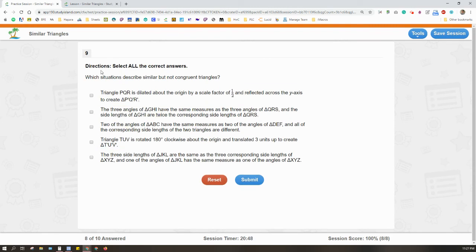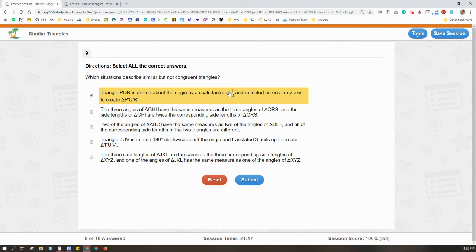Number 9. Which situations describe similar but not congruent triangles? So similar but not congruent. First statement, triangle PQR is dilated about the origin by a scale factor of 1/2 and reflected across the y-axis to create triangle P prime, Q prime, R prime. Anytime you do a dilation and any other transformations, you get similar triangles. So this is definitely going to work.